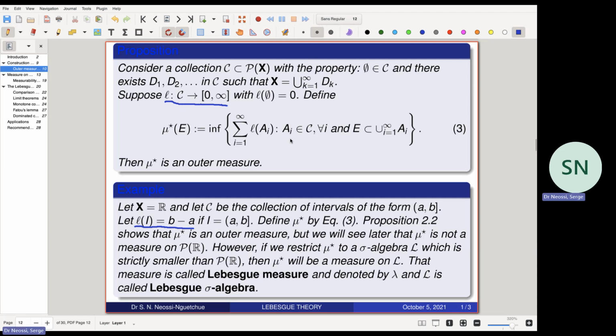So in other words, what we denote by lambda will be the restriction of mu star over calligraphic L. Because mu star itself is not a measure, it's an outer measure, but if you restrict it to calligraphic L, which is a sigma algebra, that restriction will be a measure which we call the Lebesgue measure.